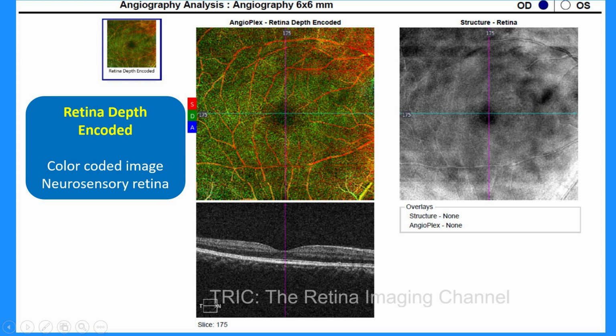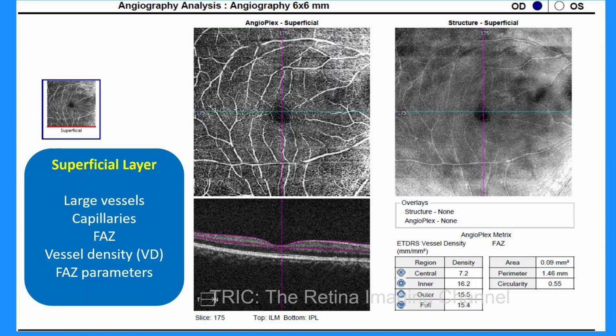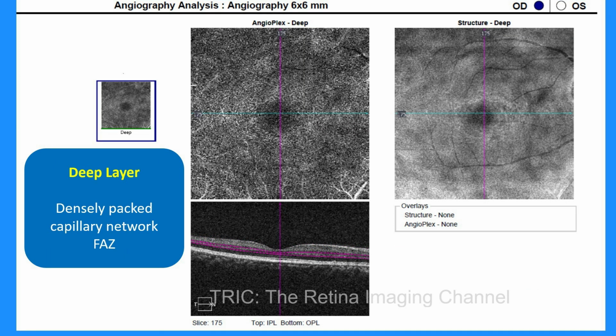Next is the retina depth encoded color coded image, which shows the entire depth of the neurosensory retina. Superficial is red, deeper vessels are green, and any abnormal vessel in the avascular layer appears as blue. Superficial layer shows the large vessels, capillaries and foveal avascular zone. This scan is also used to measure the vessel density and foveal avascular zone parameters. Deeper layer shows densely packed capillary network and foveal avascular zone.